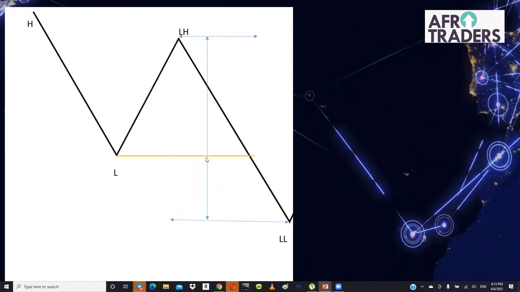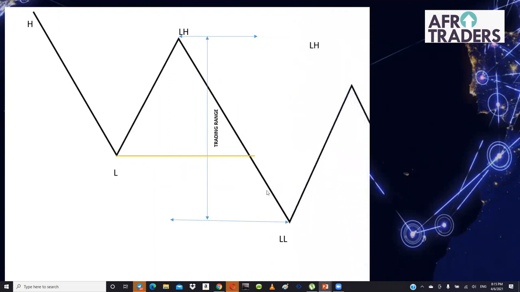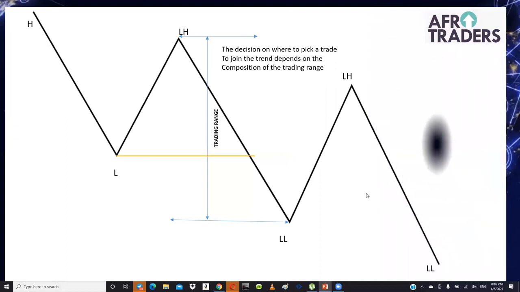Okay, so again, we have price pulls back into the range, the bigger range, right? And then drops. So the decision on where to pick a trade to join this particular downtrend would depend on the composition of the trading range. How liquidity is formed within this particular trading range would give you a point where you should take a trade to join the downtrend. So again, a major trading range has been formed.